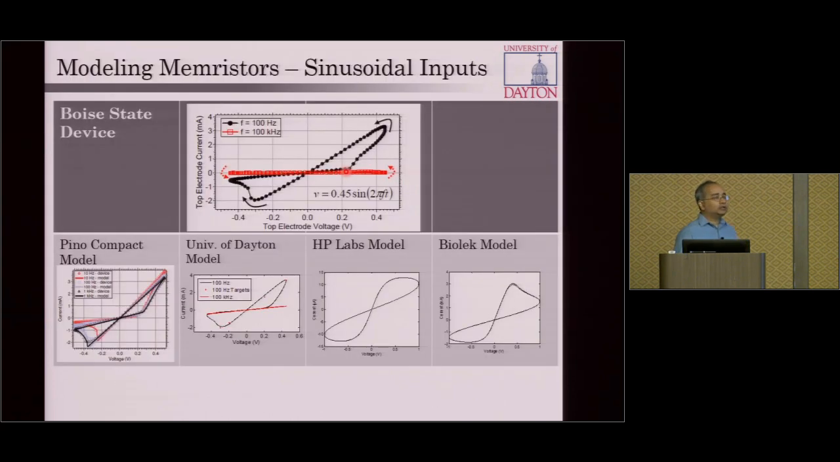When we first started looking at this a few years ago, most of the device models were well suited for sinusoidal inputs to memristors. So this is a plot from an actual device from Boise State, just cut and paste from their paper. And these are some different models that were modeling a device sort of like this with sinusoidal inputs. So you see a fairly close match.